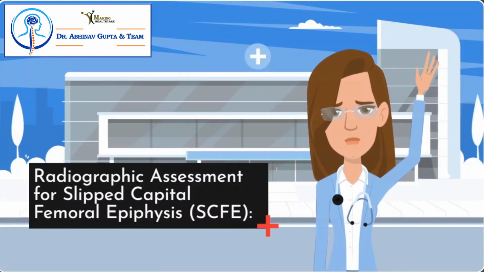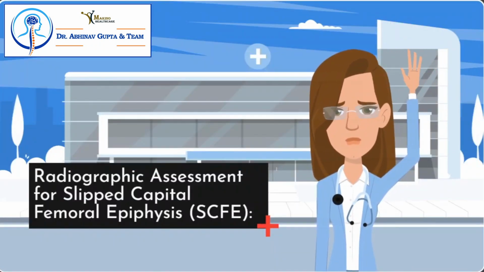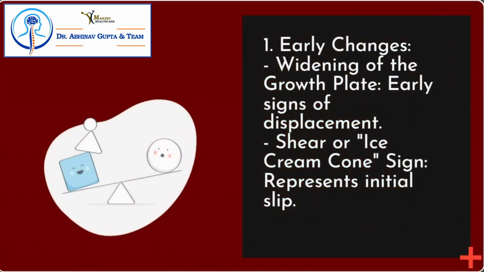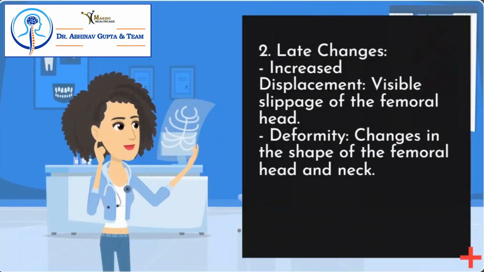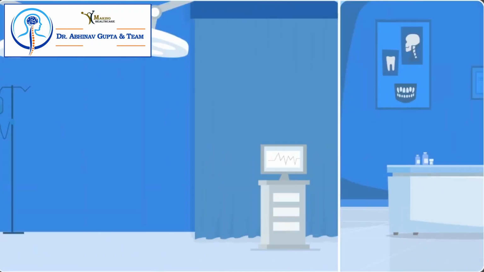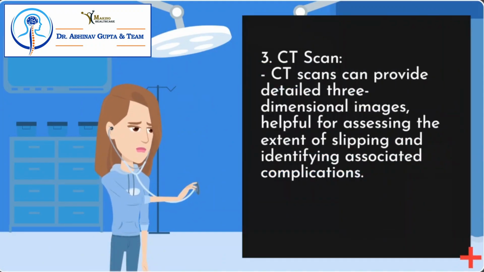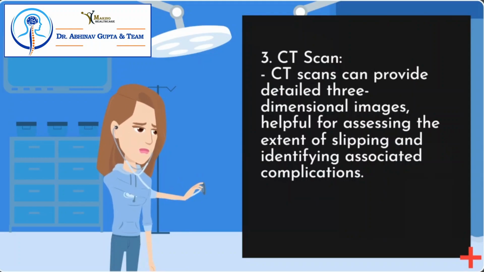Radiographic assessment for slipped capital femoral epiphysis, SCFE. 1. Early changes. Widening of the growth plate, early signs of displacement. Shear or ice cream cone sign represents initial slip. 2. Late changes. Increased displacement, visible slippage of the femoral head. Deformity, changes in the shape of the femoral head and neck. 3. CT scan. CT scans can provide detailed three-dimensional images, helpful for assessing the extent of slipping and identifying associated complications.